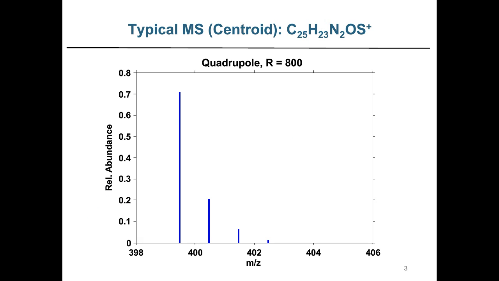Okay, let's get started. We'll talk a little bit about the fundamentals and concept of spectral accuracy here. The first thing to recognize is that the raw signal that we see from most spectrometers is typically reduced to centroided data before it is presented to the user for analysis. We can see a typical centroid plot for some data from a quadrupole instrument at a resolution of about 800.